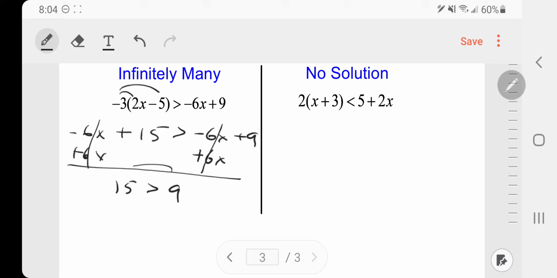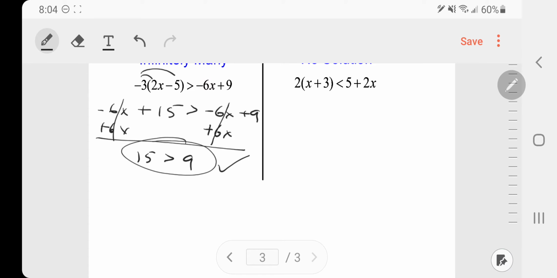If what you have here is a true statement, that means that you have infinitely many solutions or all real numbers. So 15 is greater than 9. Yes, it is. Okay, so what that means is that we have infinitely many solutions. So if I was to graph this on a number line, it would be everything spanning both directions.